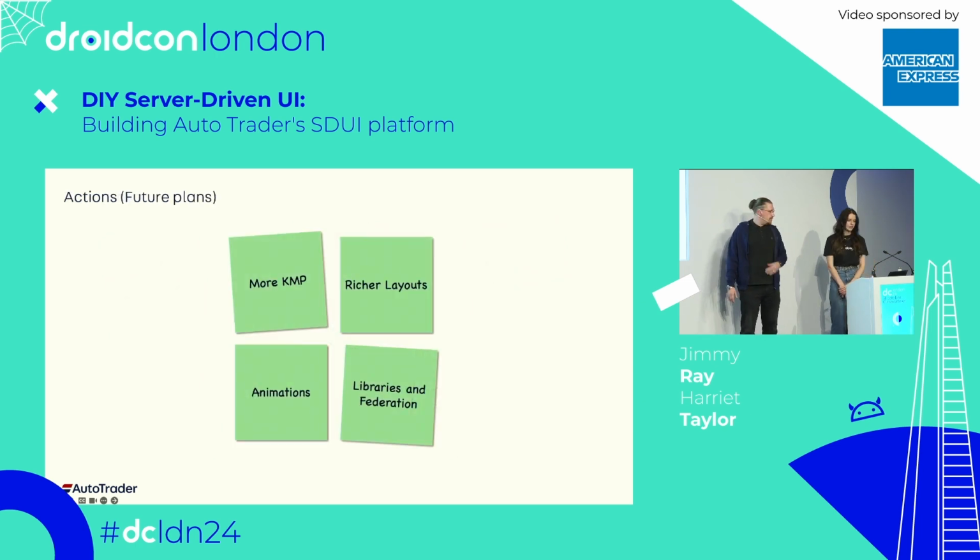So now we're going to talk about the actions or the future plans. So what are the next steps for us? As we mentioned quite a bit, KMP is already in use within the project, but we're slowly sharing more code across platforms. We also want richer layouts, so richer layout handling like overlaying components, adaptive UI for tablets and foldables, because we're seeing more and more of our users on foldable devices now. We also want to make the content more dynamic with animations and transitions, add a bit of flair, like start thinking about making it a bit more native appy with that SDUI approach.